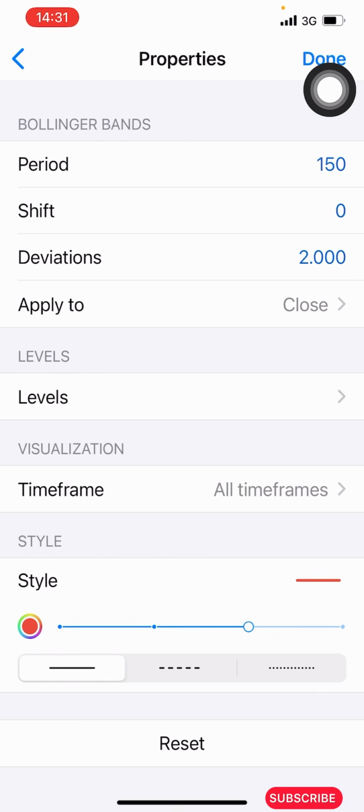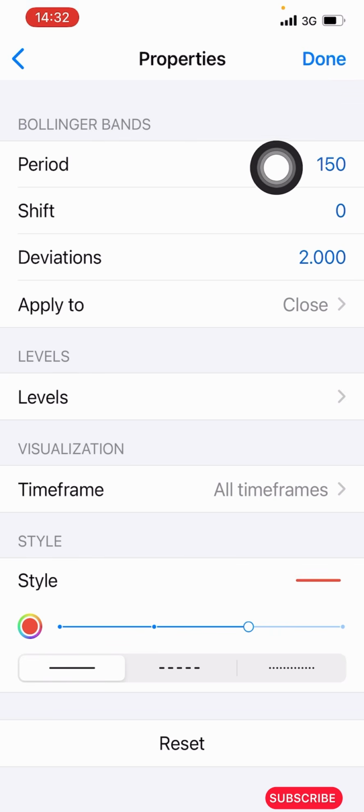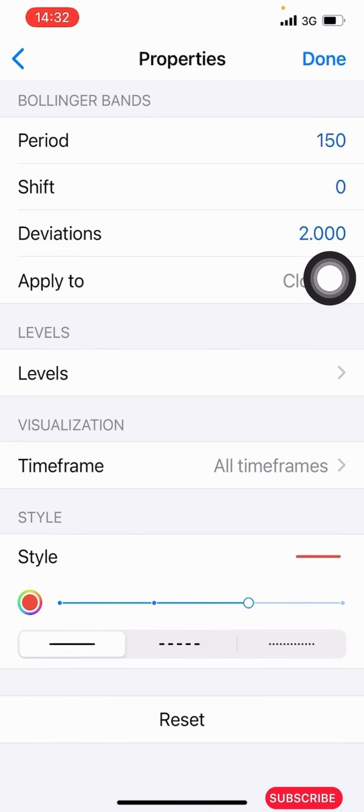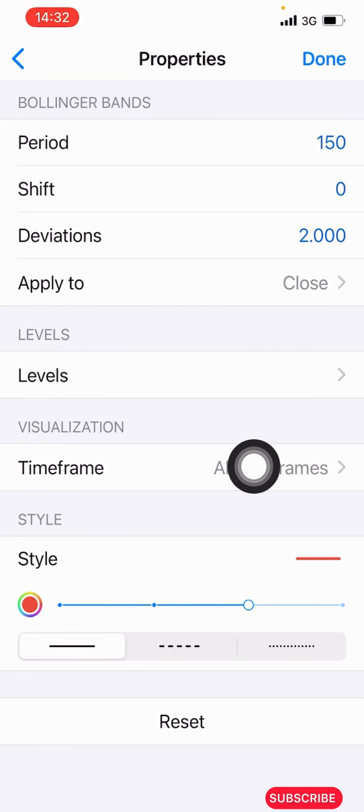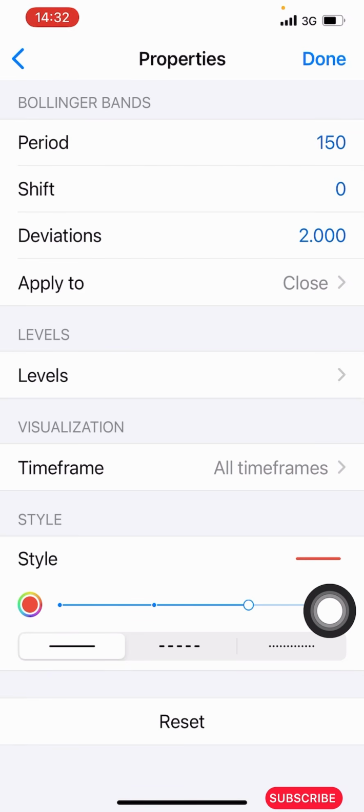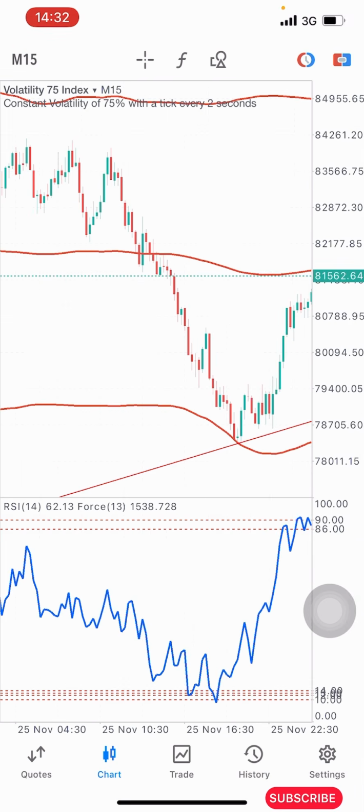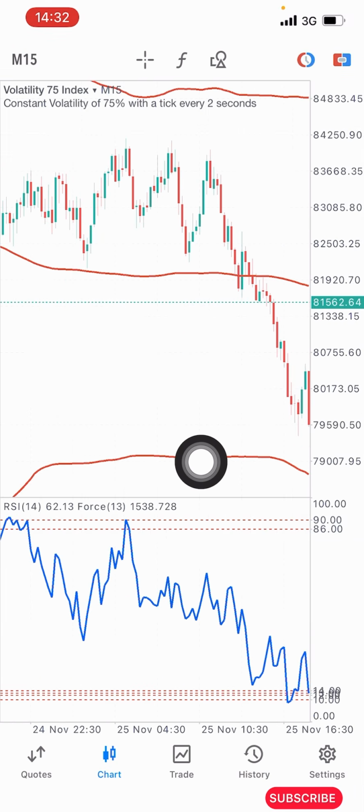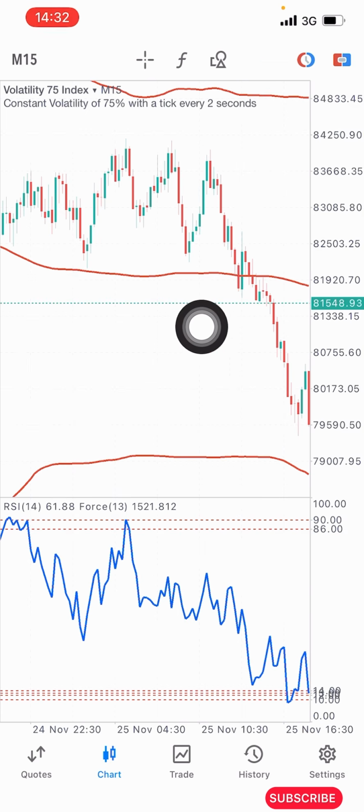After searching for it, these are the properties for it. You make the period 150, the shift is 0, deviation 2.000, applied to close. The level, you leave it as it is, time frame, all time frame. Now on the style, you make the color red, 3 pixel, and you click on done. Once you click that, you are going to have these three lines, these three moving averages on your main chart, this and this and this. This is the Bollinger Band line.